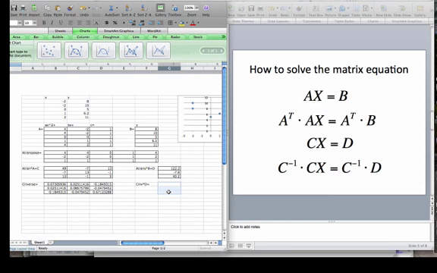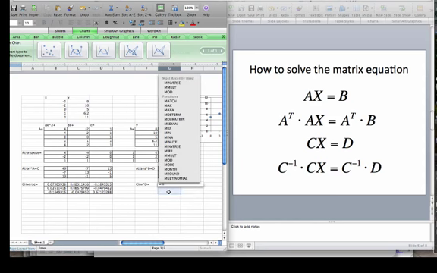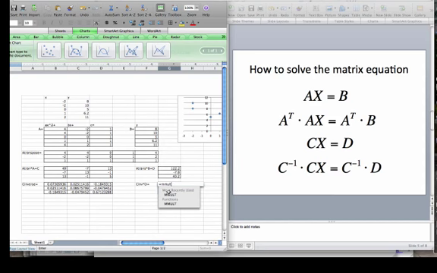Of course, a 3 by 3 multiplied by a 3 by 1 will give me a 3 by 1. Oops, I spelled it wrong. mmult. And I want to multiply C inverse times D, parenthesis, Control or Command Shift Enter, and box it. Whoa. Okay, so my equation now is x equals this matrix.